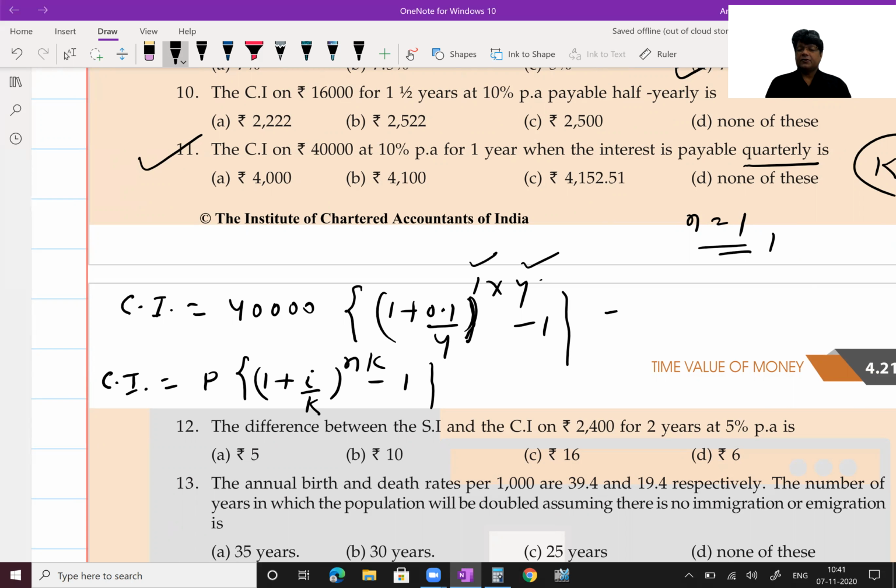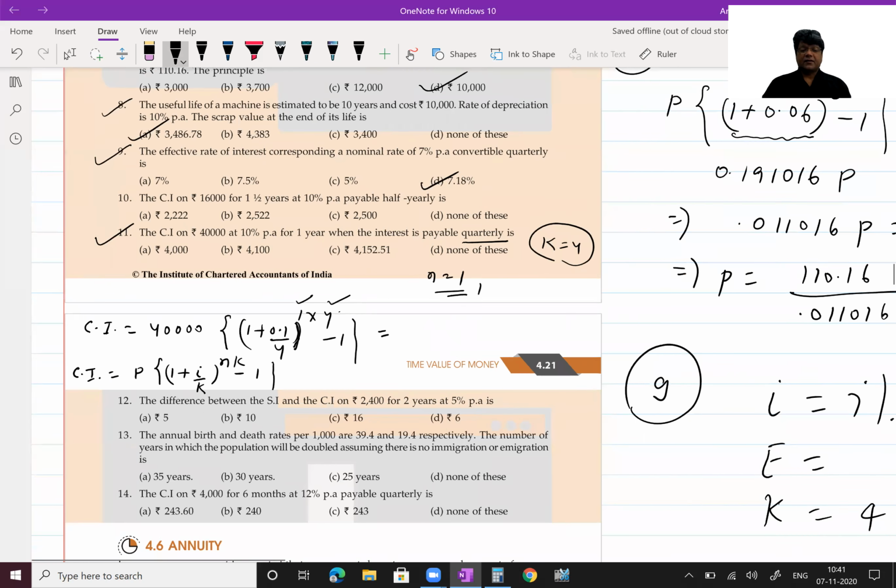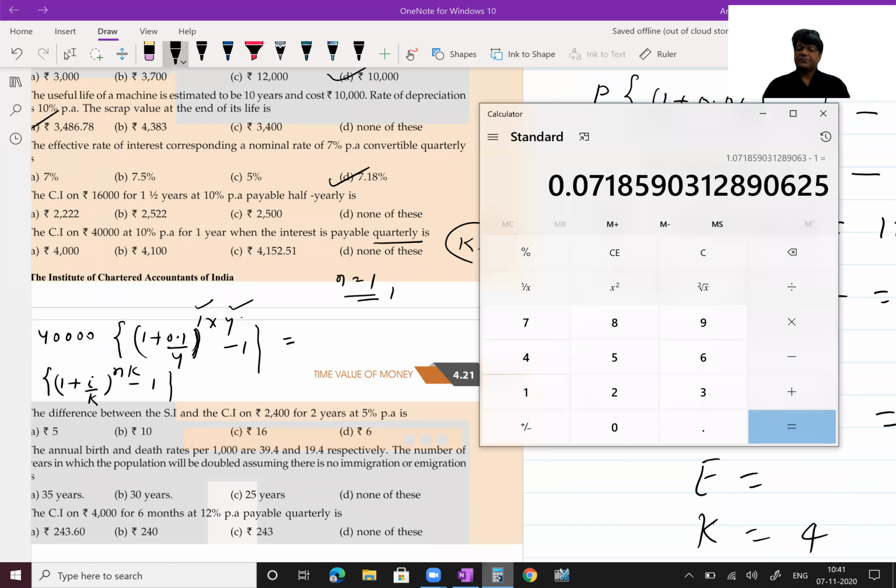So now you use the calculator. How will I use the calculator, guys? See, 0.1 by 4. 0.1 divided by 4 is equal to, now plus 1, plus 1 is equal to, and its power how much? 4, 1 into 4, 4. So into equal to, square, into equal to, 4. Done. Now it is minus 1. So minus 1 is equal to, done. What's coming, minus? Wait.